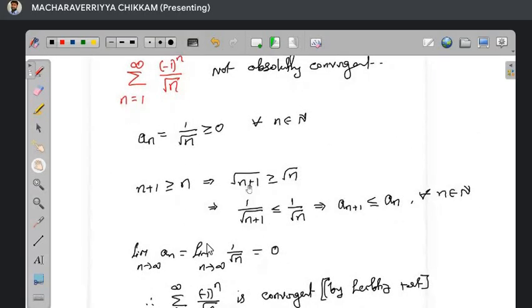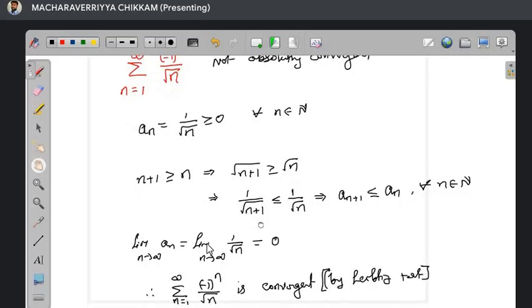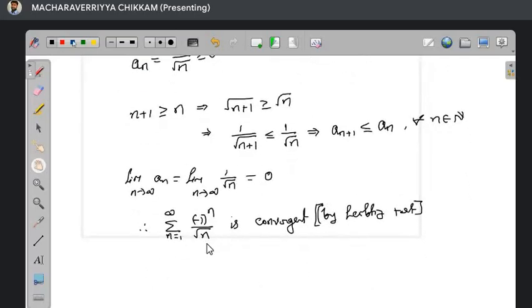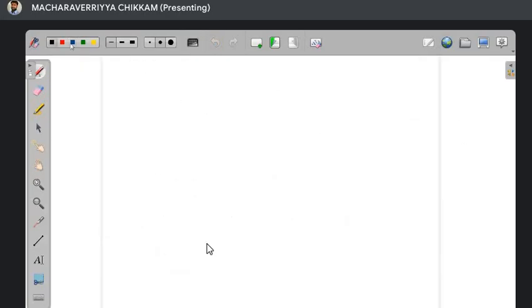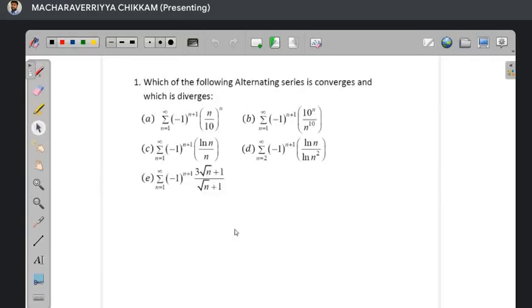Now, what can you say? It's not absolutely convergent, but it is convergent. So what shall we conclude? We say that it is conditionally convergent. Now let's look at more problems. The question here is, which of the following series are convergent or divergent? And also state whether they are conditionally convergent or absolutely convergent.